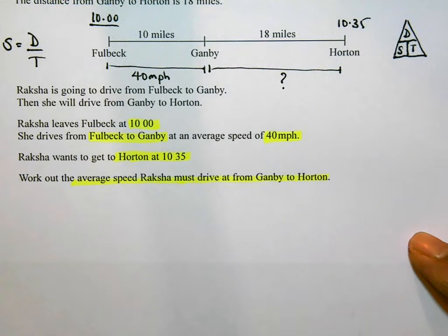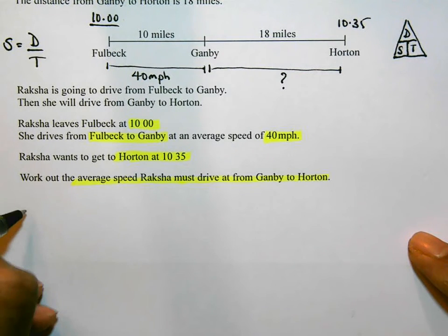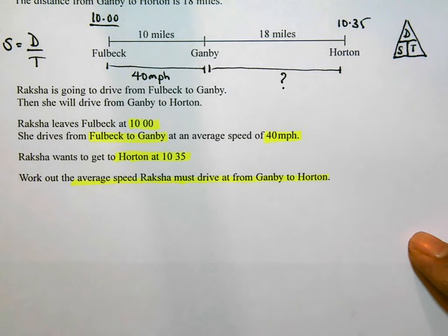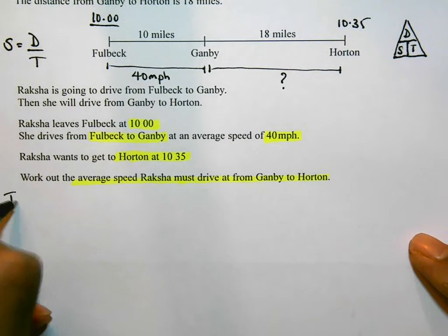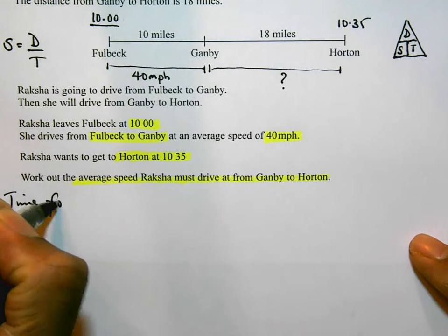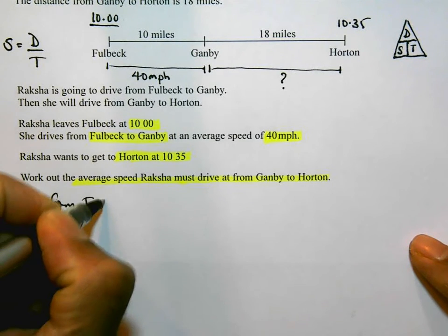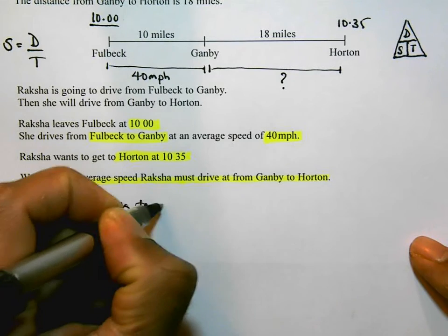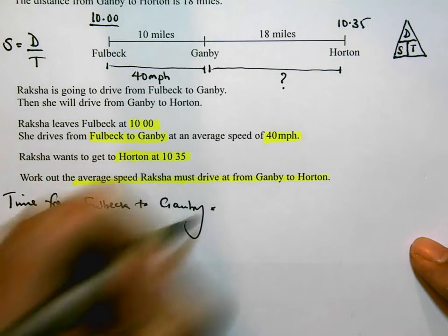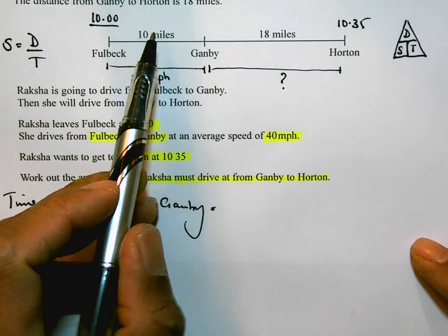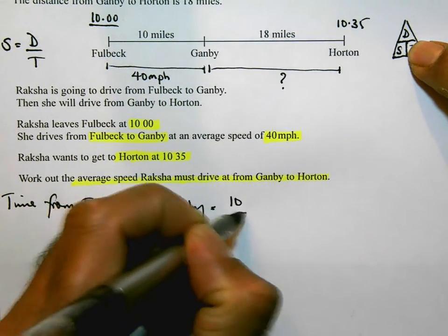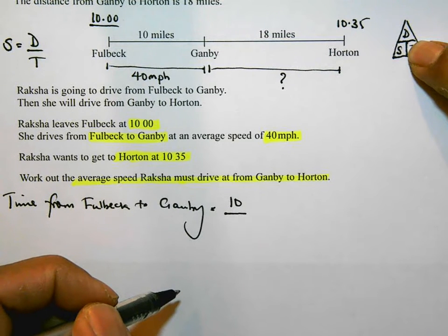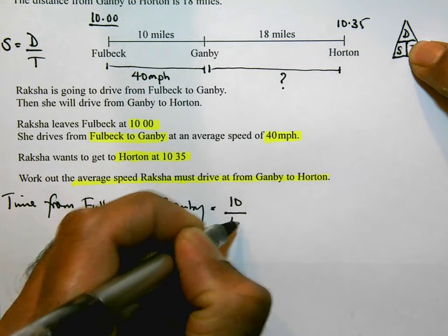So I want to work out the time it takes to travel from Fullbeck to Ganby. I know the speed, I know the distance, I will need to work out the time. So if I cover up the t, it's going to be distance, which is 10, over the speed, which is 40. That is the same as a quarter, and that's a quarter of an hour.